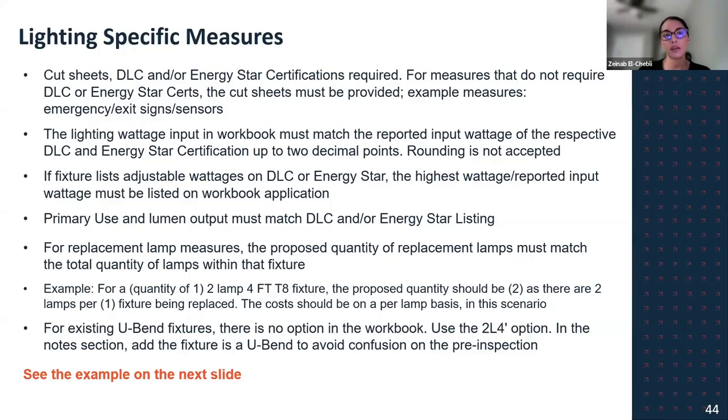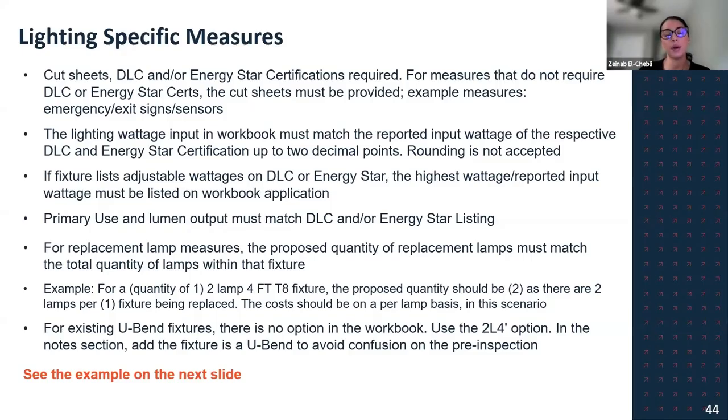For measures that do not require DLC and Energy Star, such as the exit signs or the sensors or even emergency fixtures that we mentioned in the previous slides, we will just ask for the spec sheets for them. For any of your lighting wattage, we will see in the next few slides breaking down a DLC sheet or Energy Star and how to read them. But this is just an announcement.